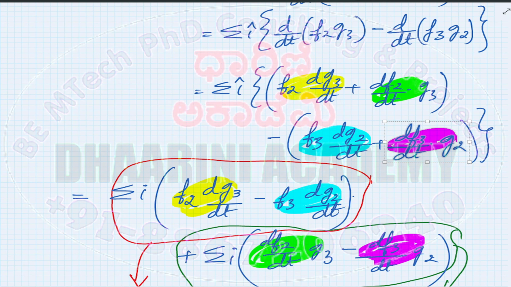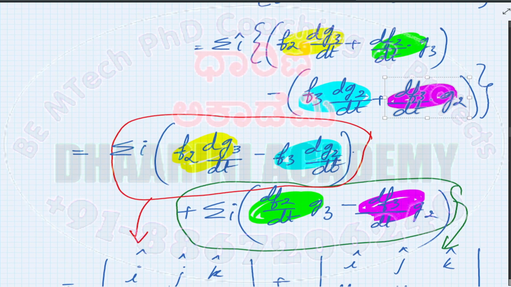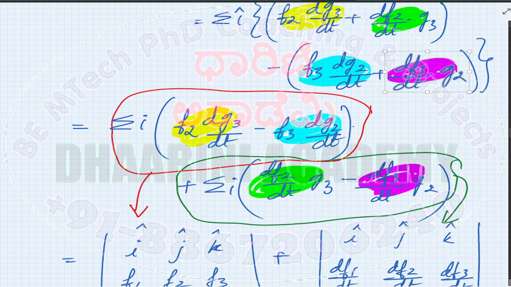Out of this, now we'll try to reshuffle. You can see by looking at the colors that you can trace it out. First, the yellow colors are as they are. Then I write the term containing dg2 by dt, which was actually present in the second term. Then I write summation i into the f2 terms, which I club. So when we club the f2 terms, we get this whole thing.